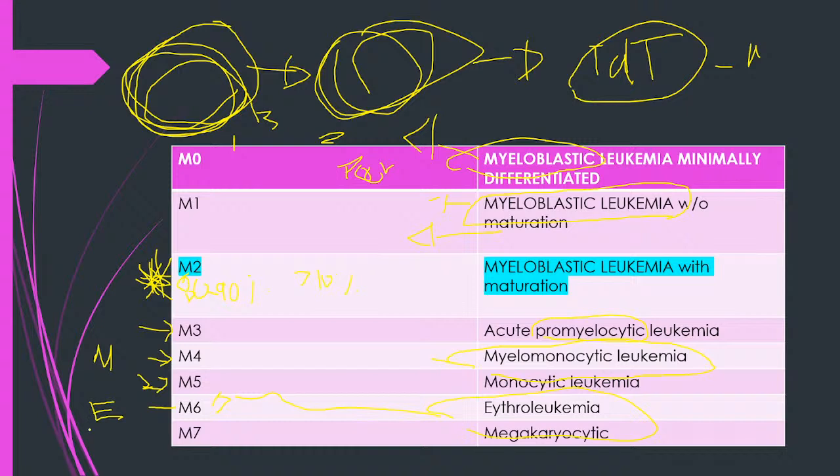Because for M7, we're going to talk about the megakaryocytic. And actually, the rarest form is M7. The most common is M2. Okay? So please don't forget this. This is important. All right. She's using the erythroblastic nomenclature.